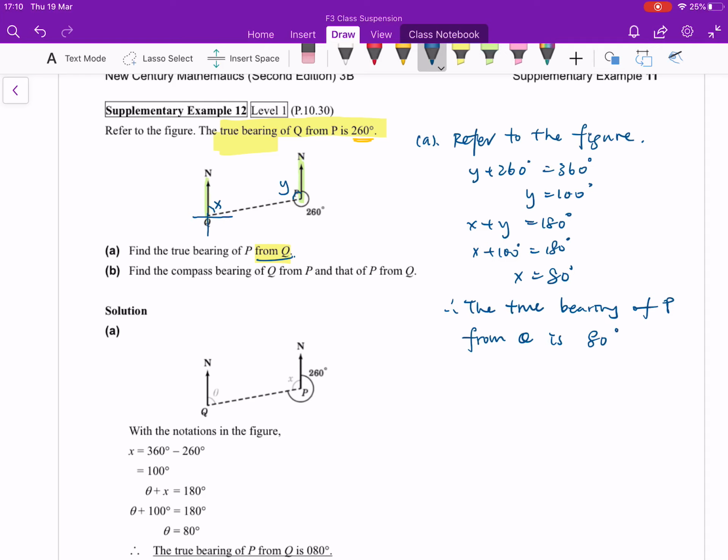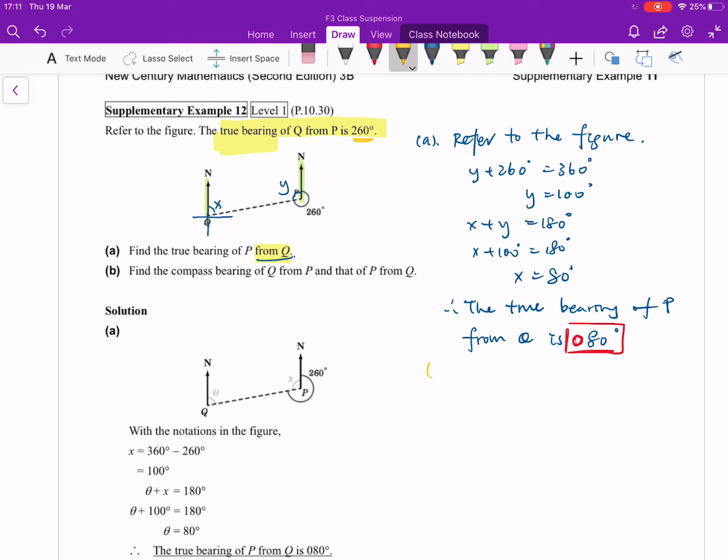But this is not totally correct, because I told you true bearing always has 3 digits. So this time the angle is only 80 with 2 digits. You need to add one more 0 here. Okay, remember to add one more 0 here. So this is the true bearing, 080 degrees.